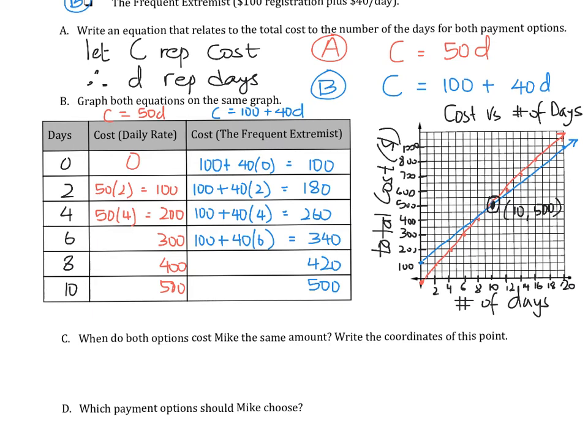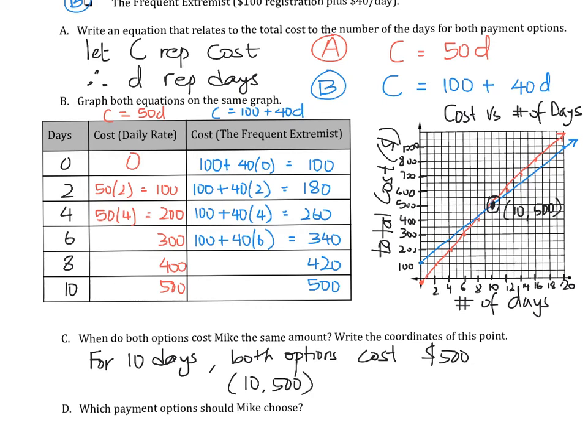So when do both the options cost Mike the same amount? Write the coordinates of this point. That would be question C, and we are answering that now. So that would be for 10 days, both options cost $500. So what are the coordinates of this point? 10, 500. And remember, 10 is your independent variable, so it goes first, and 500 is the total cost, which is dependent variable, and it goes second, so X and Y.